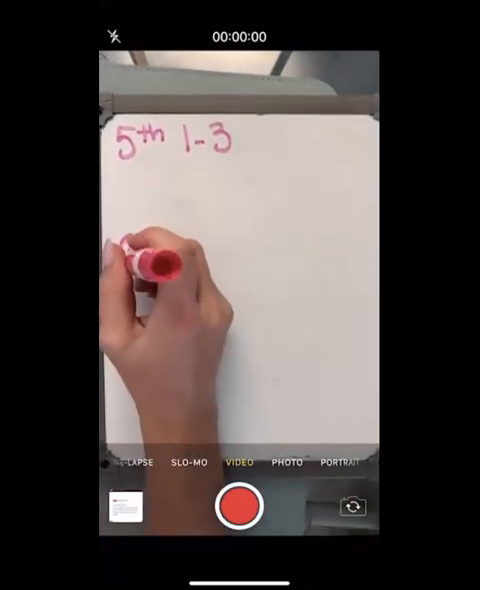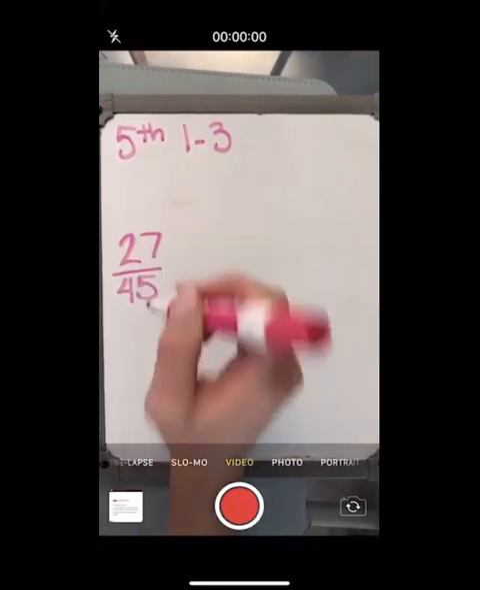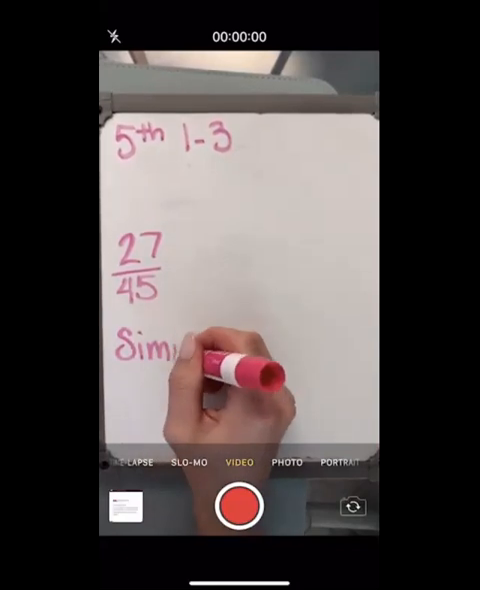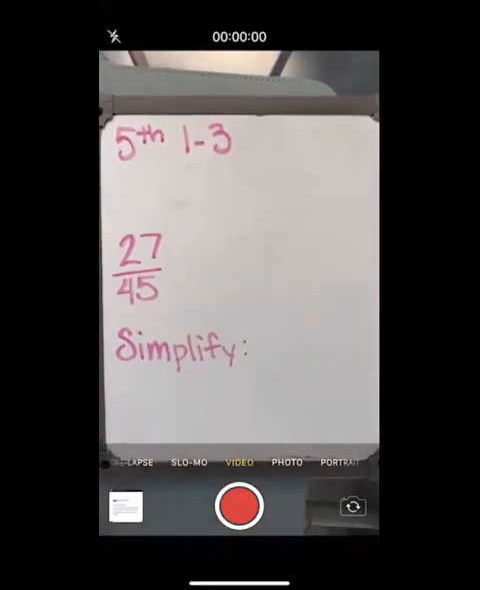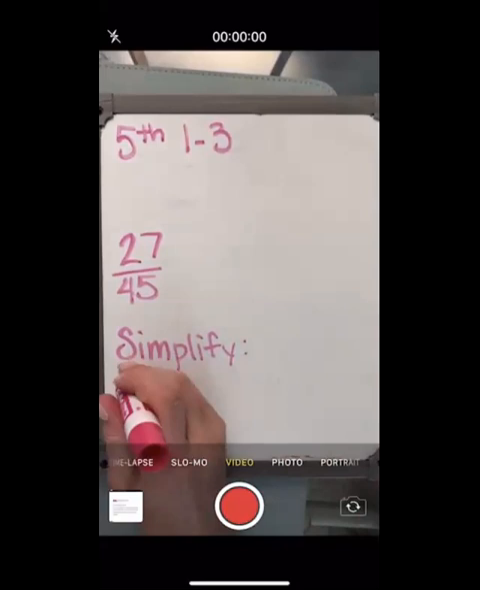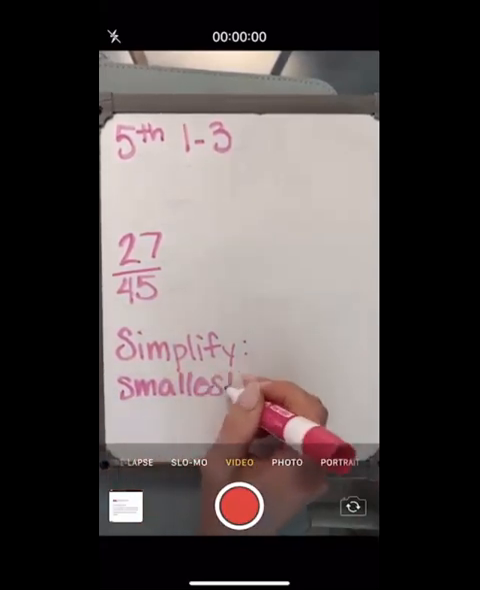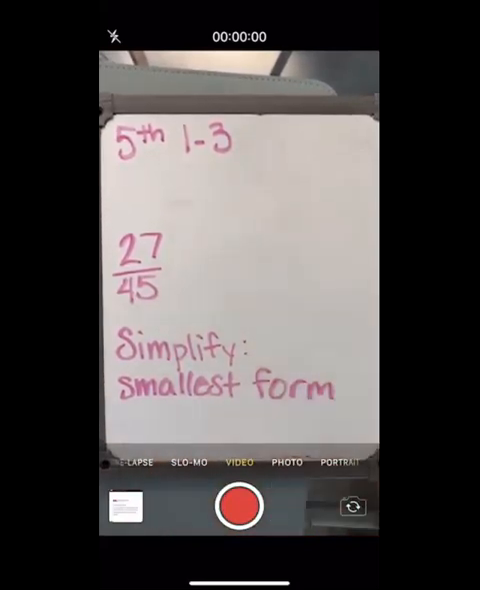So this is kind of a funky fraction. What if I'm starting with 27/45 and I'm looking at it and I say, I want to simplify it. And simplify means to make it smaller, to make it into its smallest form, or simplest form. 27/45 is definitely not the smallest form I could get.